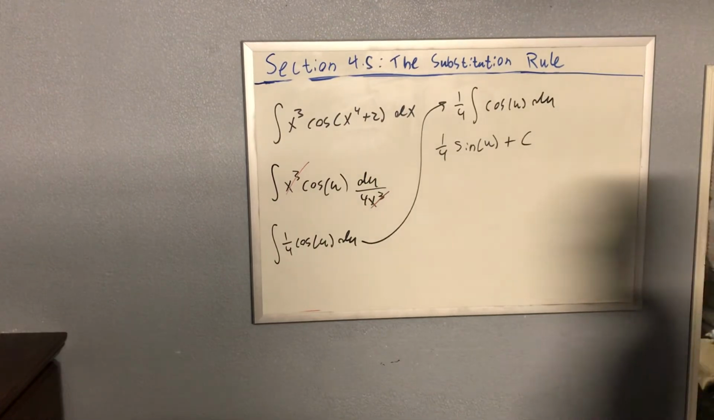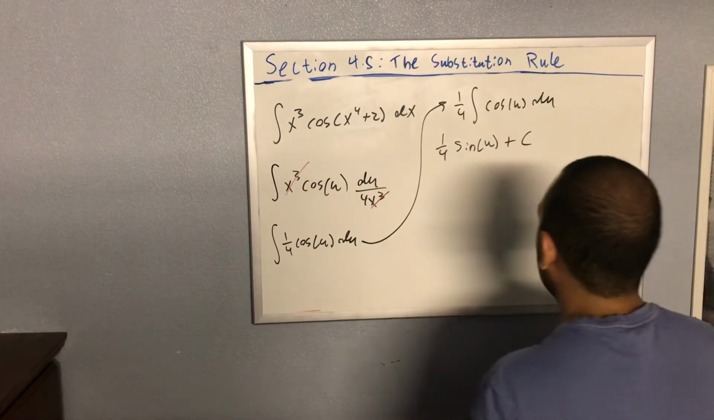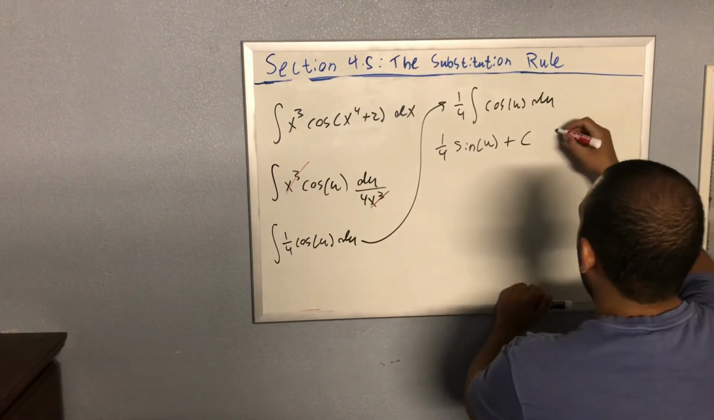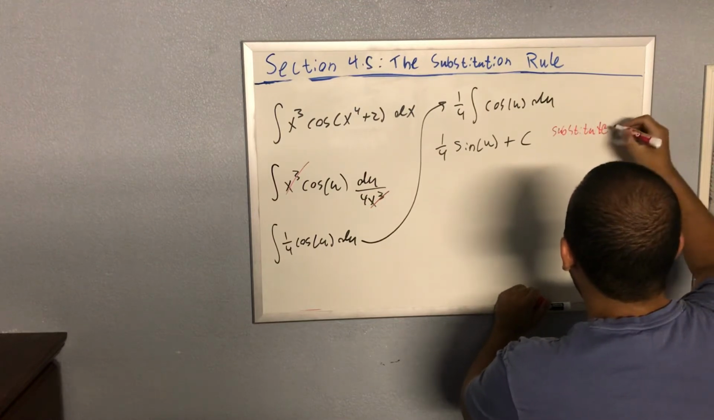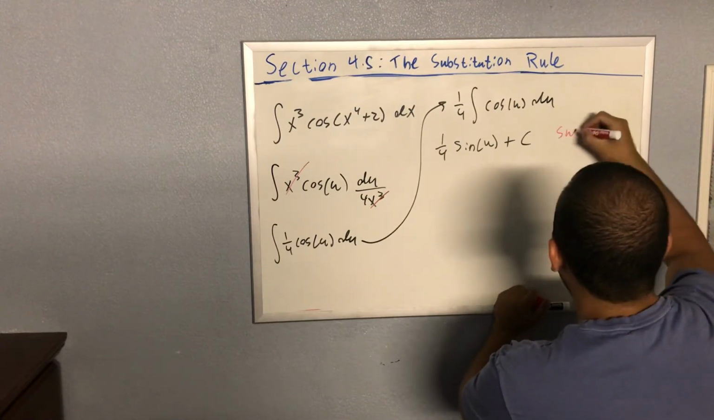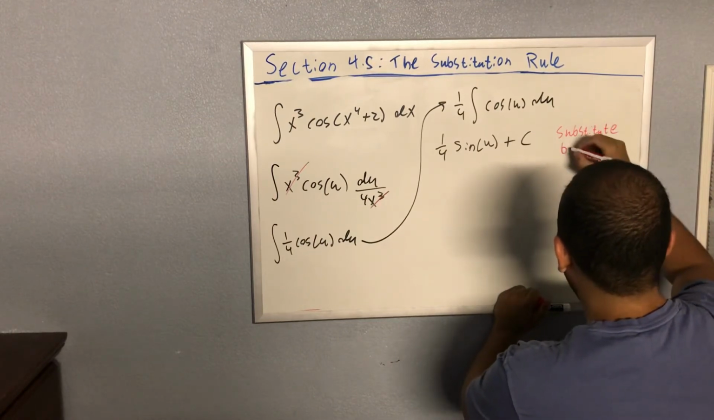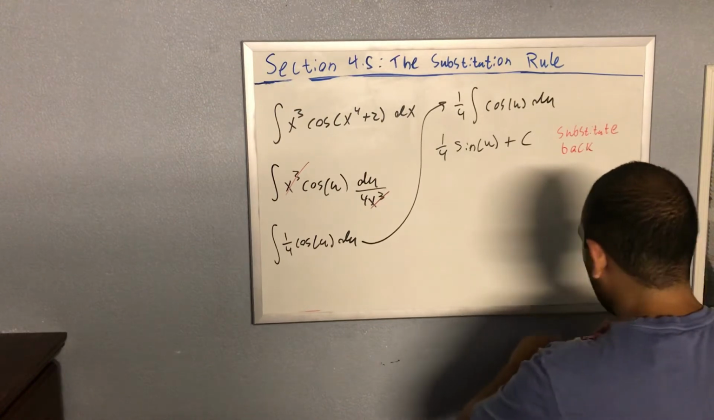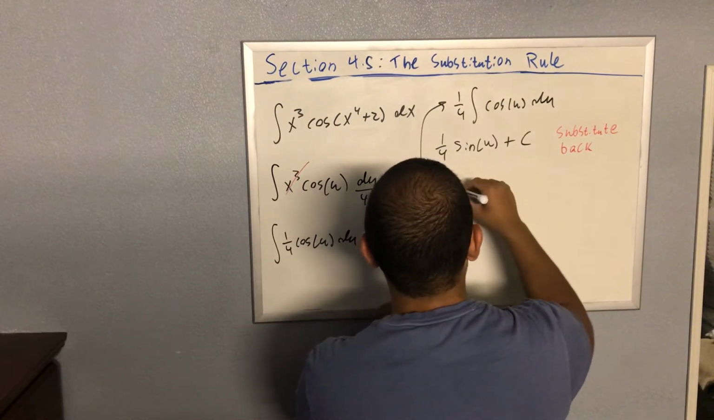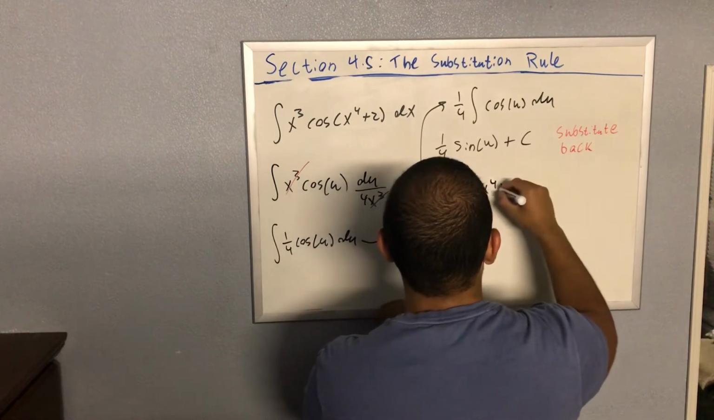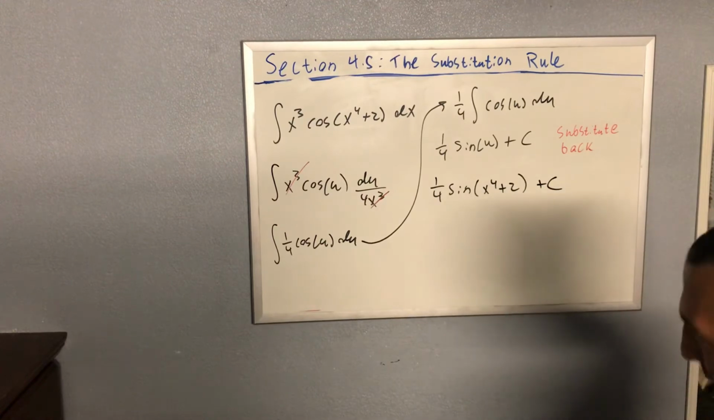Okay, and then now we want to substitute back. So last step, you substitute back. And we'll get 1/4 sine of x to the fourth plus 2 plus c. And that'll be the final answer.